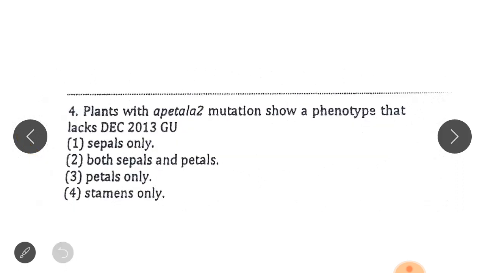Now the fourth question: a plant with APETALA 2 mutation shows a phenotype that lacks what? It means when APETALA 2 is mutated, which phenotype will be lacking? Now this is contained in class A. Class A means sepal and also A plus B means petal. So sepal and petal both will be affected.